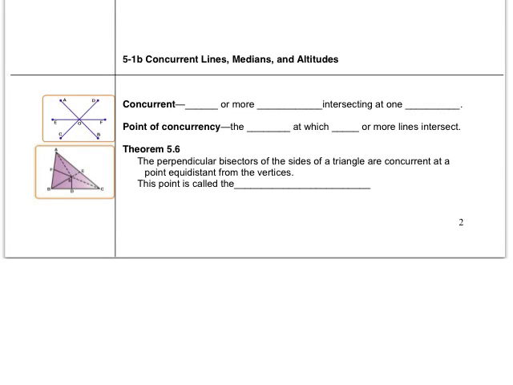Okay, here's 5.1b, concurrent lines, medians, and altitudes. Concurrent, that is where three or more lines intersect at exactly one point.